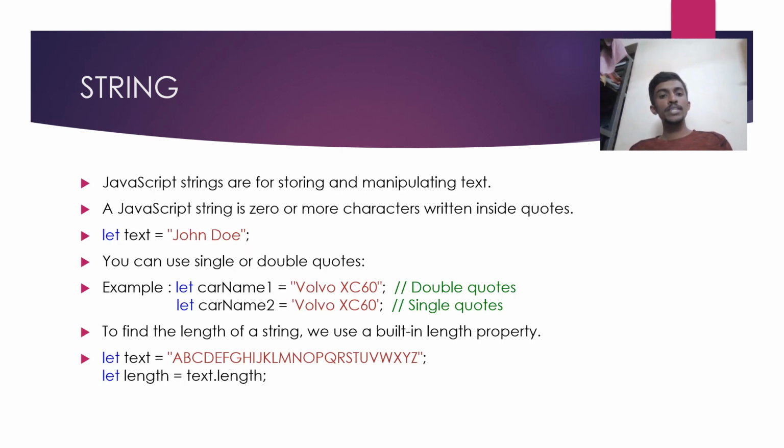And JavaScript strings are for storing and manipulating text. A JavaScript string is zero or more characters written inside quotes. Let text equal to John Doe. You can use single or double quotes. So in some languages we need to use double quotes, but here we can use single quotes also. Example, let carName equal to Volvo XC60. Here we have used double quotes, and in the next line we have let carName equal to Volvo XC60. Here we have used single quotes, and it's clearly mentioned there.